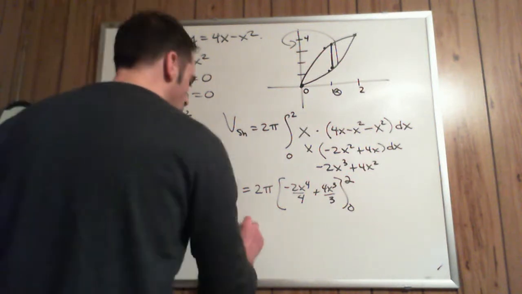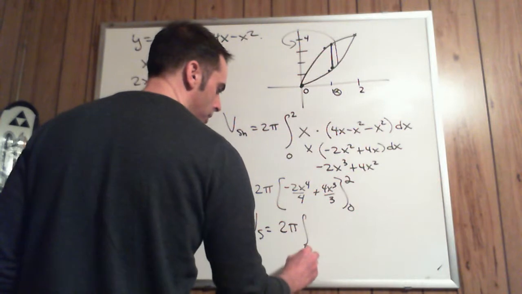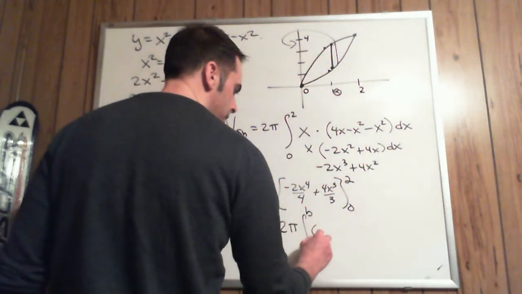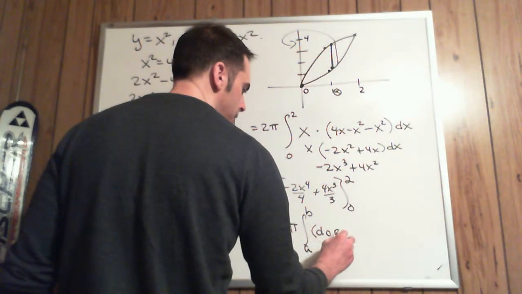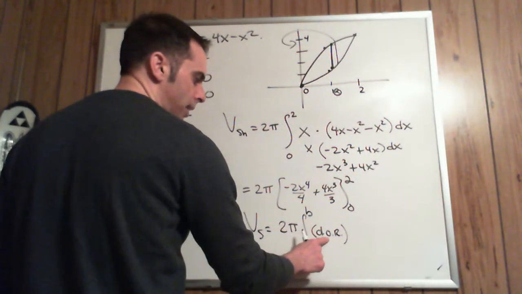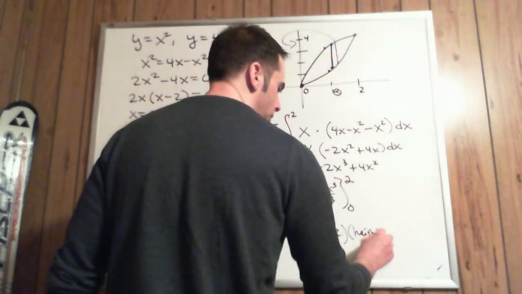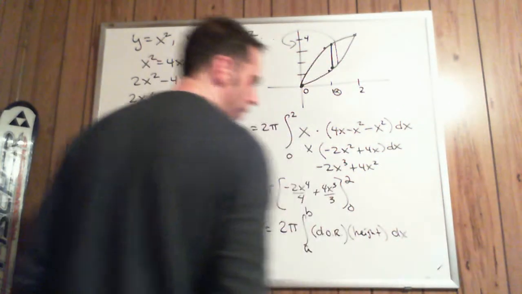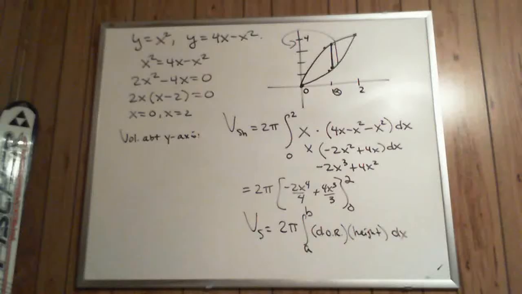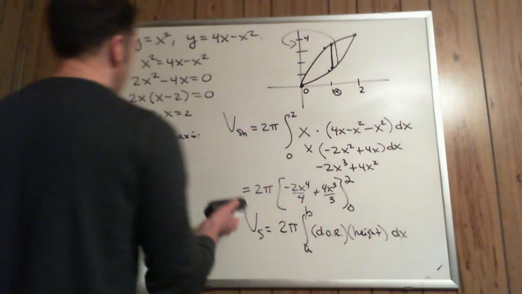So again, the volume by shell is 2 pi times the definite integral from a to b of the distance to the axis of rotation times the height of one rectangle. Just draw one rectangle, take its height, times it by dx. Okay, so now we'll work with this same problem.